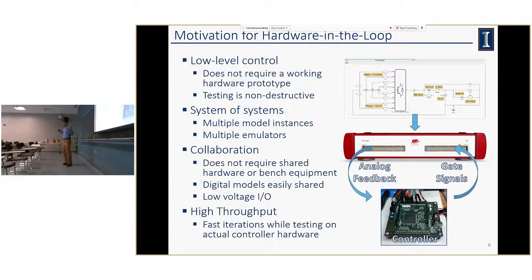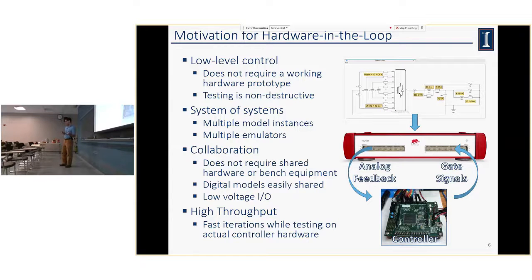So rather than using physical hardware to test our controllers, what I'm examining is a hardware-in-the-loop emulation implementation. Basically here, you take a model, a schematic diagram of how your system should behave, all of the electrical connections. That gets compiled onto a real-time emulator, which, given gate signals by a physical controller, outputs analog feedback that the controller can then use in the system under test. So the nice thing about this, it does not require a working hardware prototype. Testing is non-destructive. The worst thing that can happen is your simulation can crash.